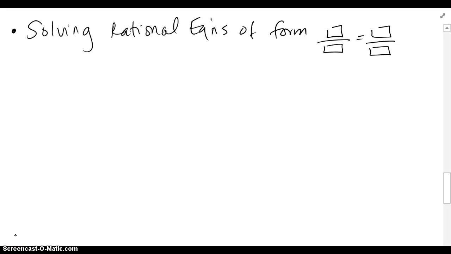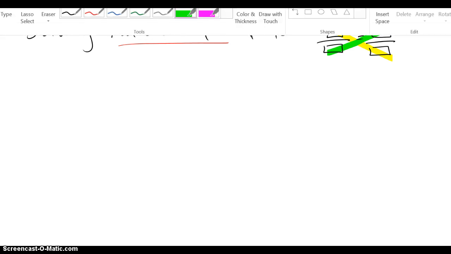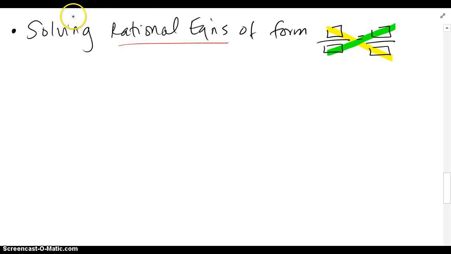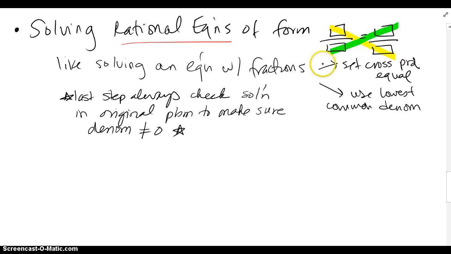When we solve rational equations of this form, where you have basically a fraction equals another fraction, there are two options we can use. We can either use it as a proportion and say the cross product of that is equal to this, or we can use the LCD to get rid of the denominators on both sides. So it's basically like solving an equation that has fractions. So we have two options.